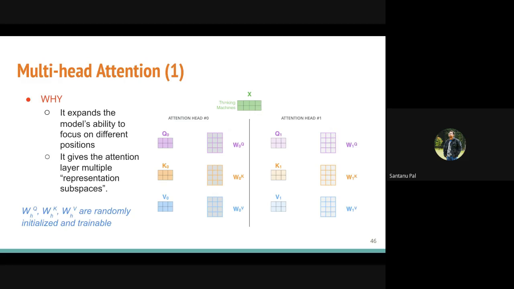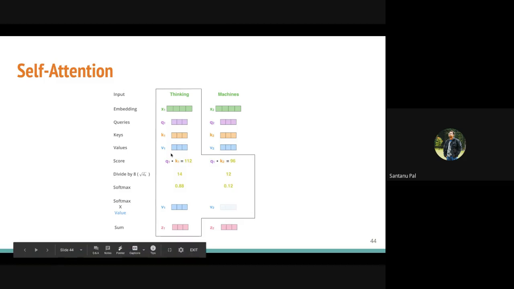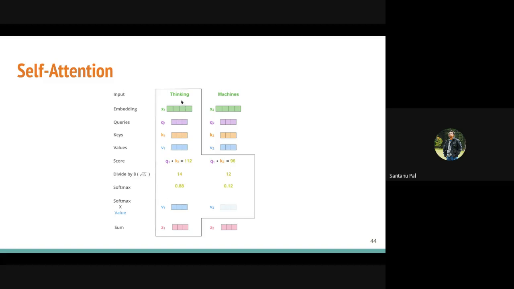Okay, so now multi-head attention. Why do we use multi-head attention? It expands the model's ability to focus on different positions. If you have only a single calculation, you will get only one focus. In this case, it will focus just on thinking, but it could be related to another word also. Maybe during training they occurred together many times, so there should be some relation.